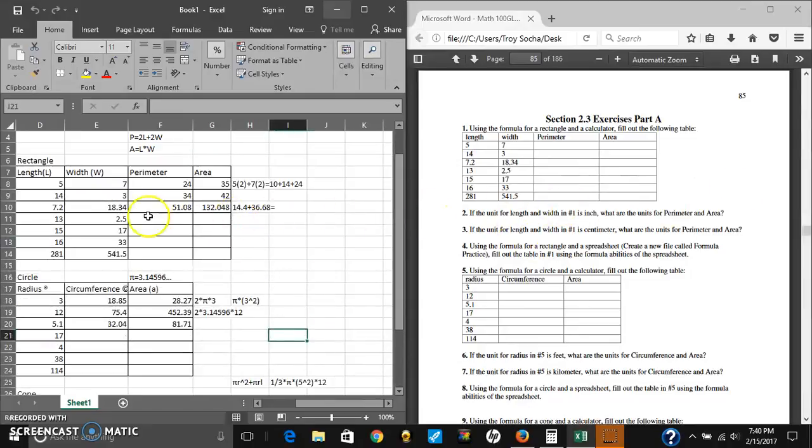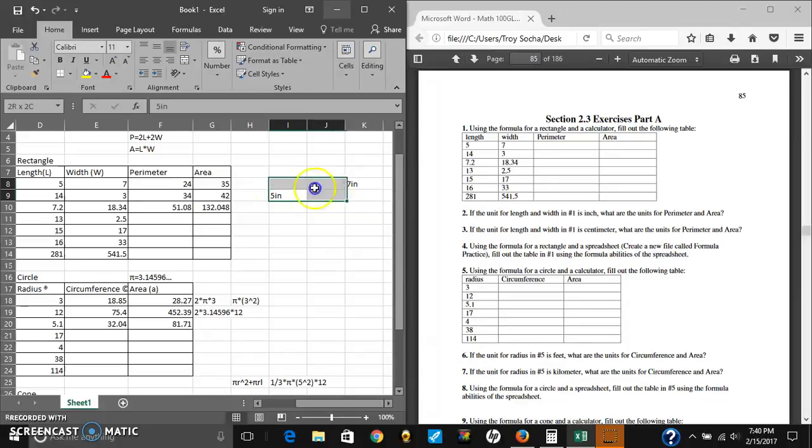So let's go to number 2. It is based off this table. It says the unit for length is inches, and the unit for width is inches. So we have 5 inches by 7 inches. So we're doing a rectangle. It's 5 inches by 7 inches.